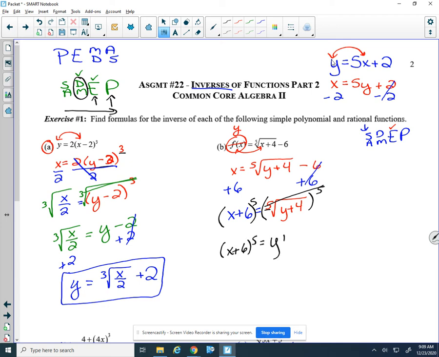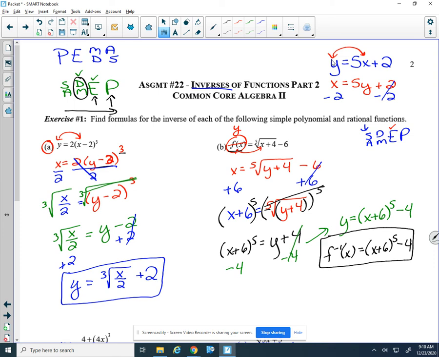So over here I have y plus 4 left. Okay, now basically a root is like being inside a parentheses. So even though it's addition, that's why we're going to do it last. So then I just subtract 4 from both sides. So this gives me y equals x plus 6 to the 5th minus 4. And if we started out with an f of x, we need to replace that with the inverse notation, which is f inverse of x. And that is my final answer.